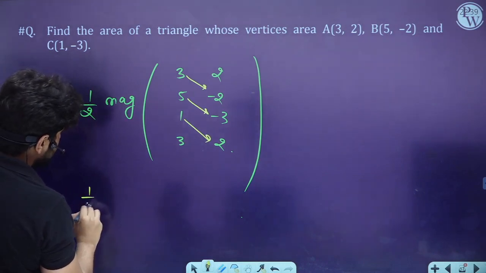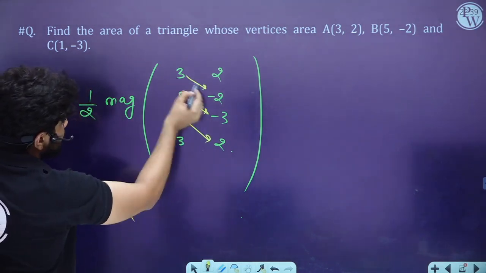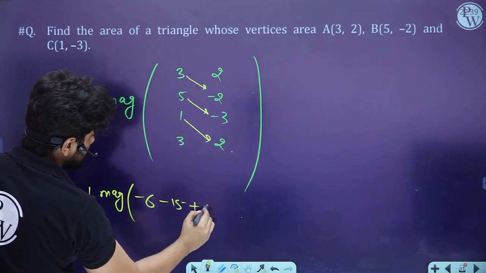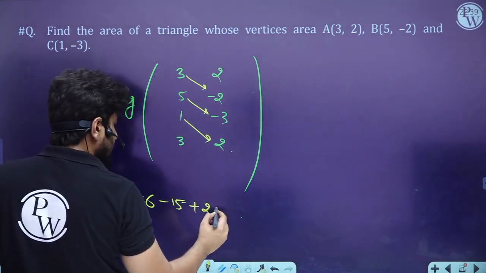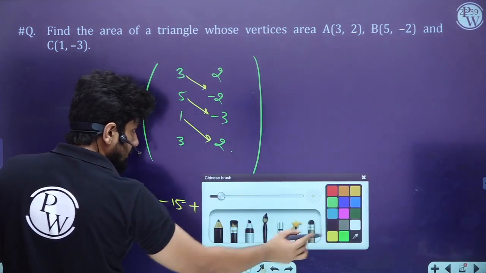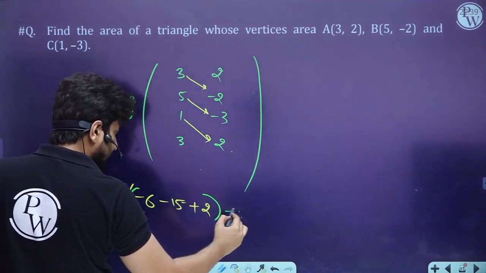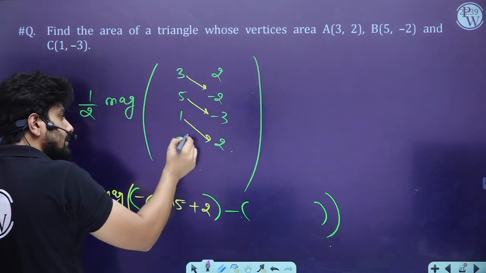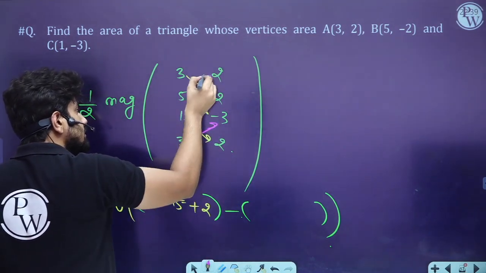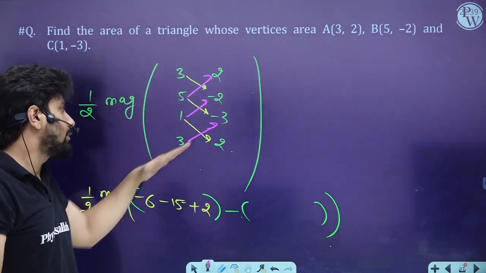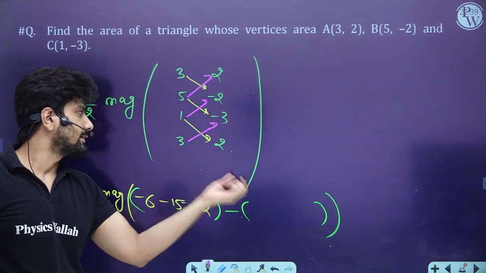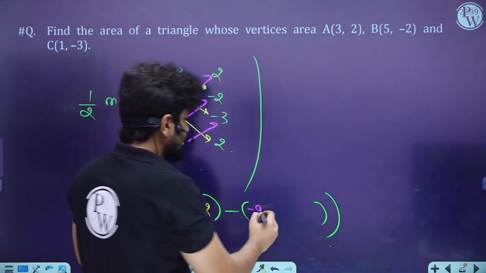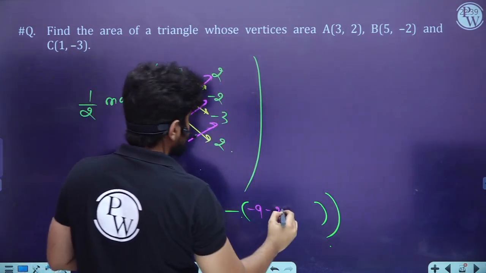What does it come to? It comes to half times magnitude of, okay, 3 times -2, which is -6, 5 times -3, which is -15, 1 times 2, which is +2, then minus, okay, minus what? You are going to repeat minus this into this, this into this, this into this. Going this way and then again going back. And you are subtracting this part. So 3 times -3, which is -9. 1 times -2, which is -2. And 5 times 2, which is 10.